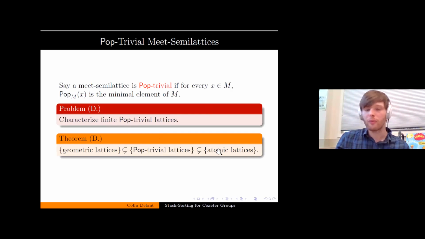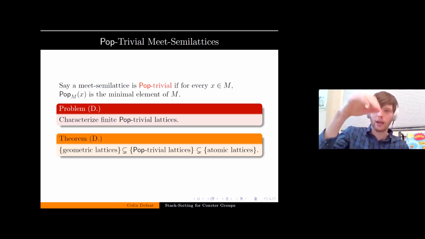So let me just say what these words mean. When you have a finite lattice, it will have a unique minimal element. And the things that cover that minimal element are called the atoms of the lattice. And a lattice is called atomic if every element in the lattice can be written as a join of some set of atoms. So atomic just means every element is a join of atoms. And then geometric can be defined in a couple different ways. One is to say that these are the atomic semi-modular lattices. Or alternatively, if you like matroid theory, then these are just the lattices of flats of finite matroids. So you can think of this as just saying that the lattice of flats of a finite matroid is always pop trivial.